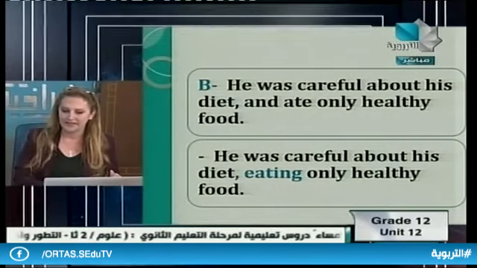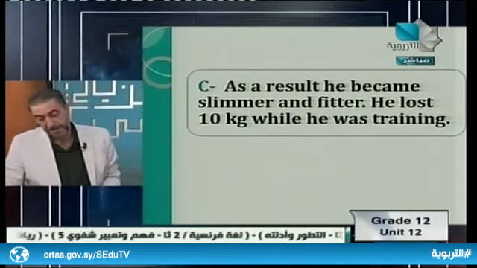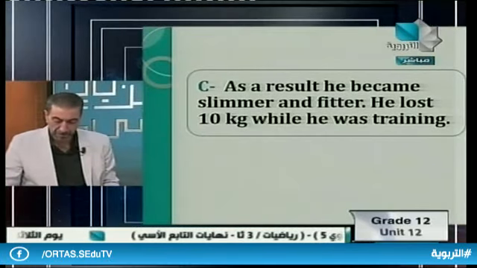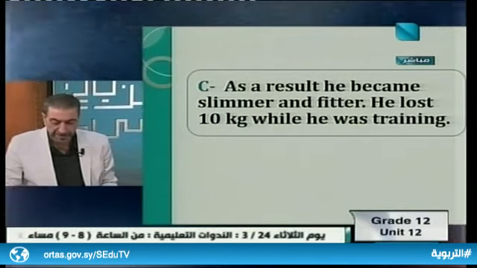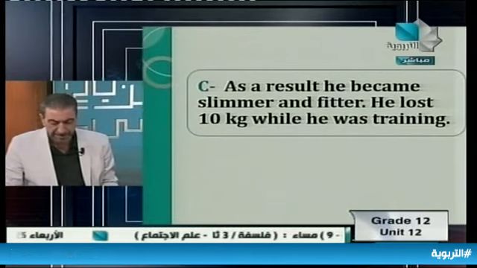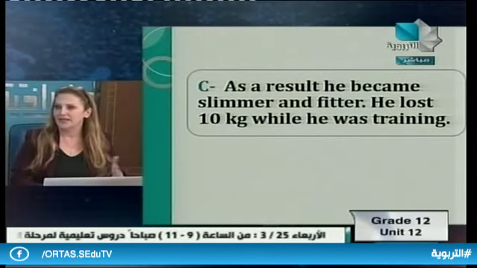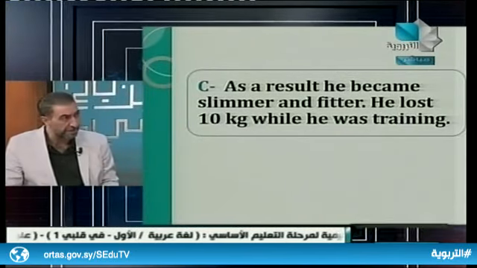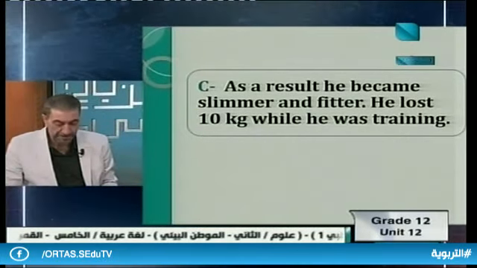Another sentence: as a result, he became slimmer and fitter. He lost 10 kilograms while he was training. Now, we should solve it like this. The second sentence starts with "he". We should delete it because it's incorrect to repeat the subject twice. It's better to join the sentences in order not to make the sentence weaker. We replace the full stop with a comma.